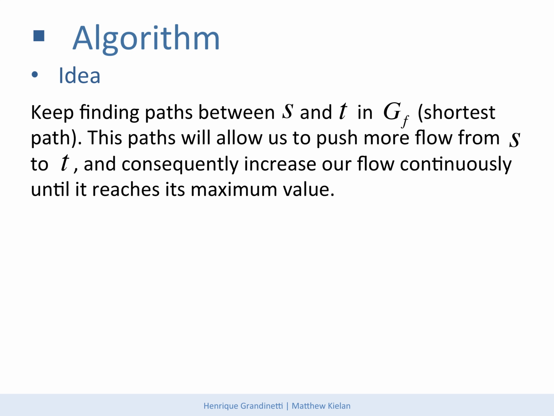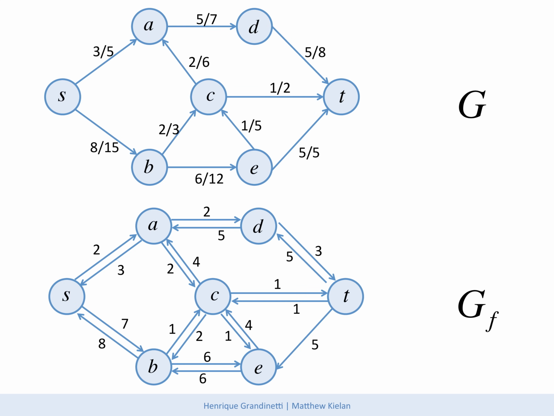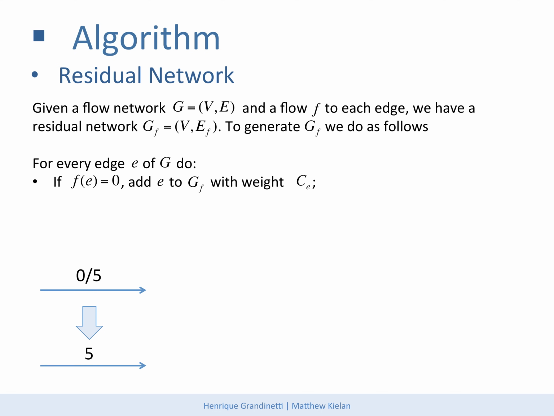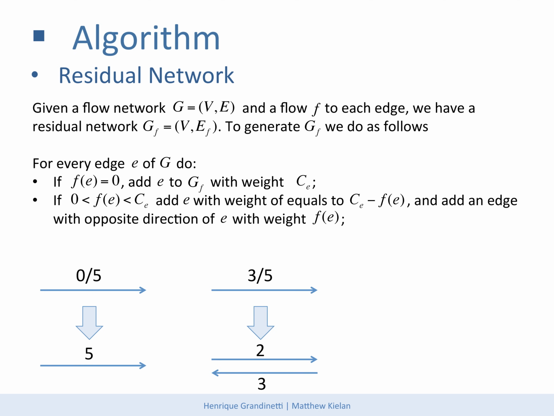For this reason, we introduce yet another concept, the residual network, which helps us to represent the intermediate results. Given a flow network G and our intermediate result, which is a flow, we can generate a residual network denoted G suffix F. Here are the rules for generating the residual network out of the original flow network and the given flow, G and F respectively.